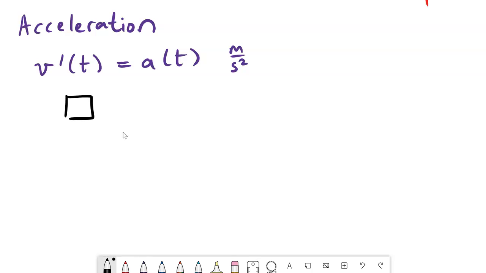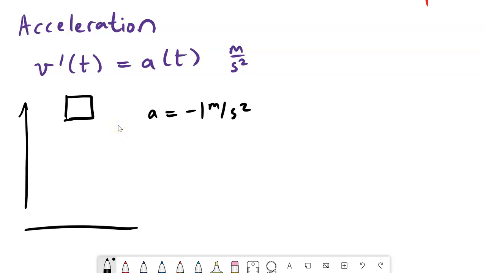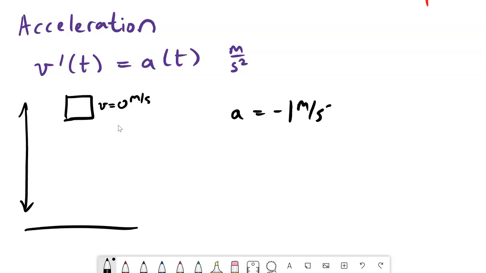Let's say I have a box, right? This is a box, and this is the ground. Let's say the acceleration is going down. Let's say in the vertical direction, this is up and this is down. So down is negative. Let's say it's -1 meters per second. Let's say I drop it at v equals 0 meters per second. Let me write this over here: a equals -1 meter per second squared.